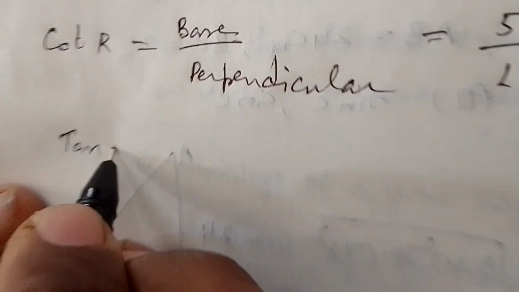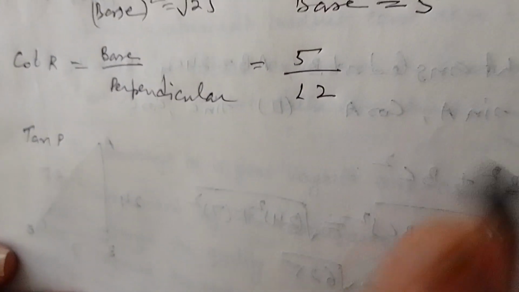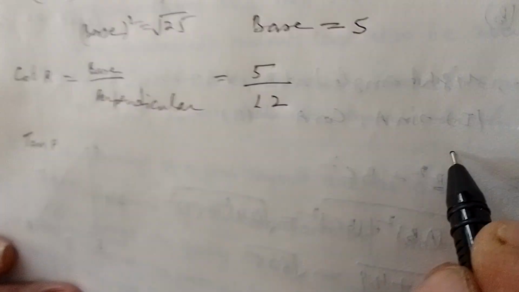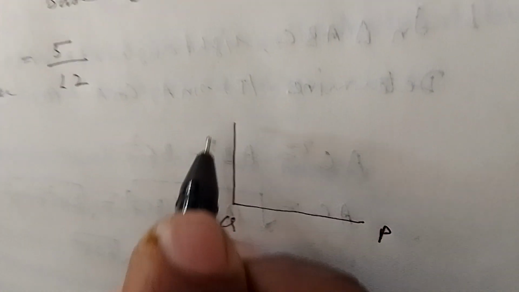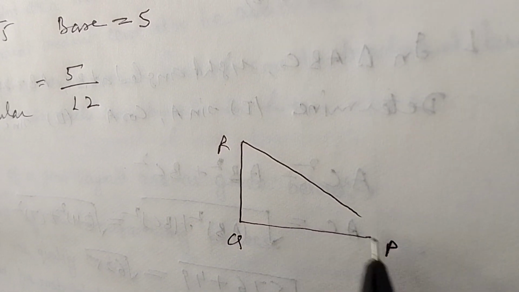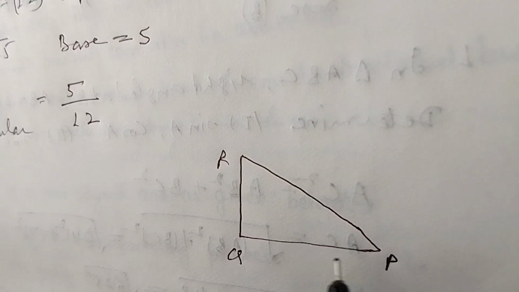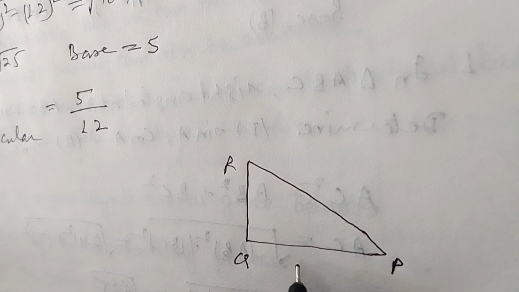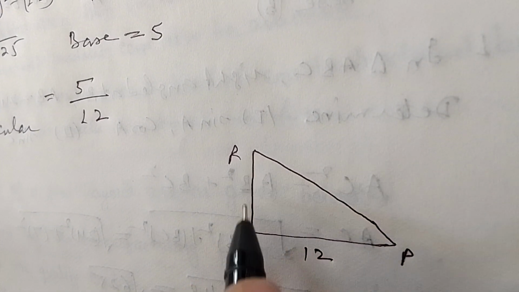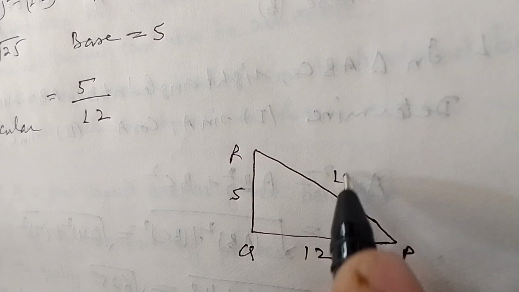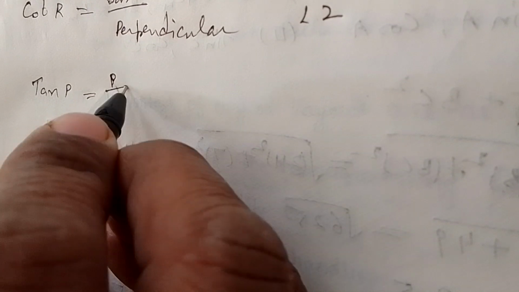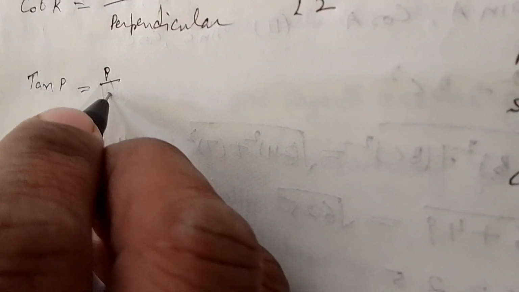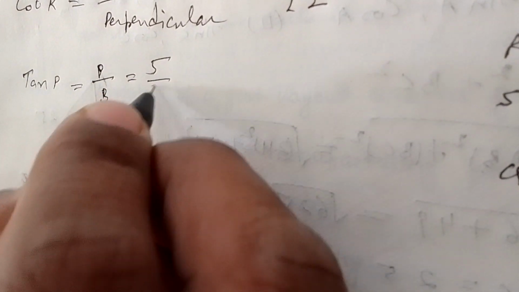In order to calculate tan P, we have to invert this triangle as P, Q, R, and now insert the values as QP is 12, RQ is 5, and this is 13. So tan P is perpendicular divided by base, that comes out to be also 5 by 12.